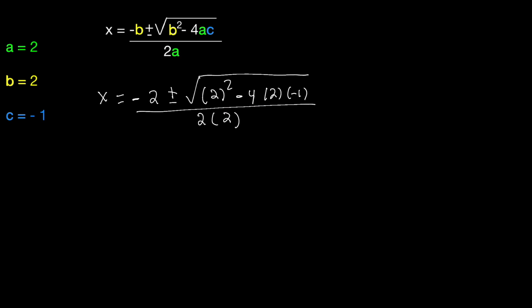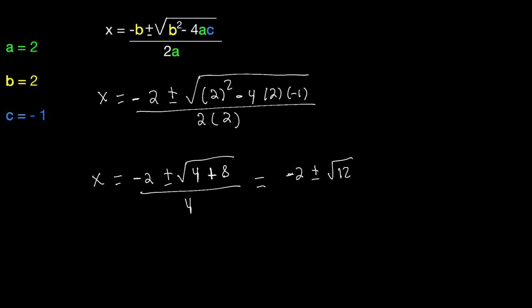Now this is a process of simplification, so I'm going to begin with negative 2 plus or minus the square root of 2 squared. That's 2 times 2, which gives me 4. We're going to multiply the negative 4 times 2, which gives me negative 8. But if we multiply that to a negative 1, we're now going to get positive 8. This is going to get divided by the quantity 2 times 2. That gives me a 4. So this equals negative 2 plus or minus the square root of 12, since 4 plus 8 is 12. And this is all over 4.